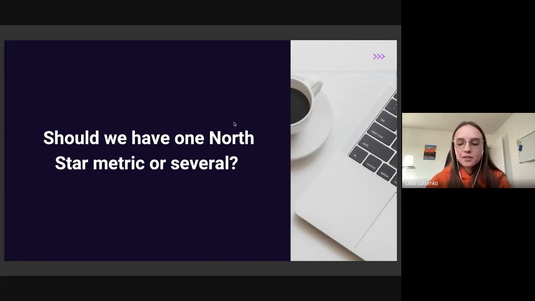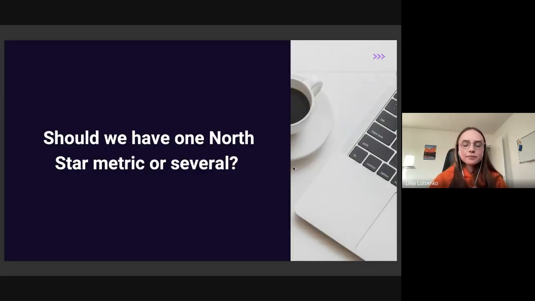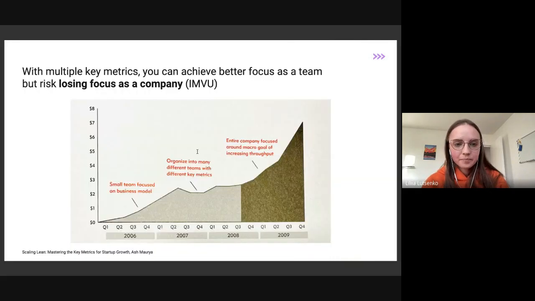So, okay, let's say we are a platform that publishes content for people 16 to 18 years old, maybe some special sort of content. And we know, if it's a content-based platform, maybe we can measure depth of user engagement as a North Star metric. But then there is a question, should it be only one North Star metric or several metrics? It's a really good question.